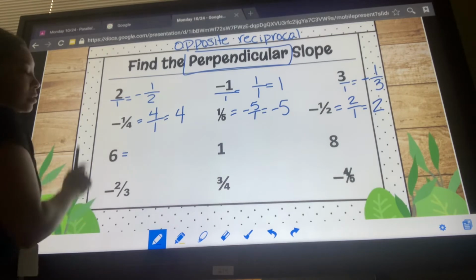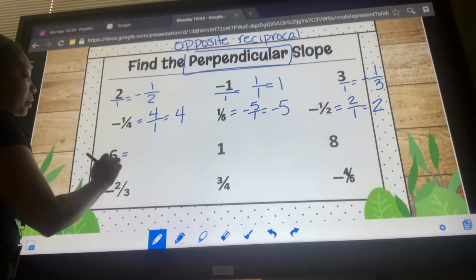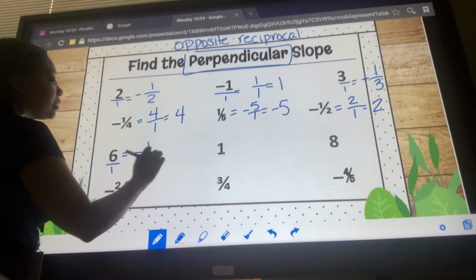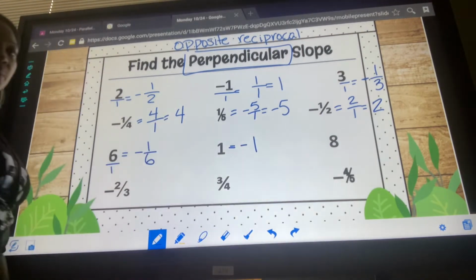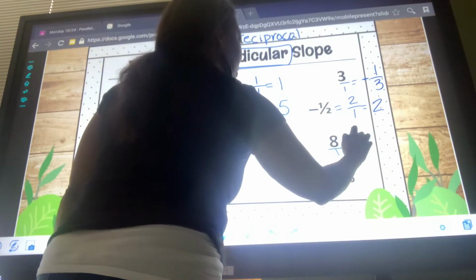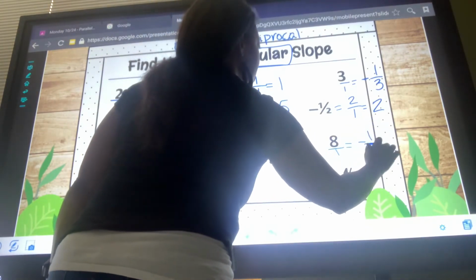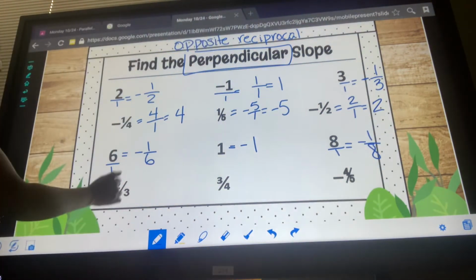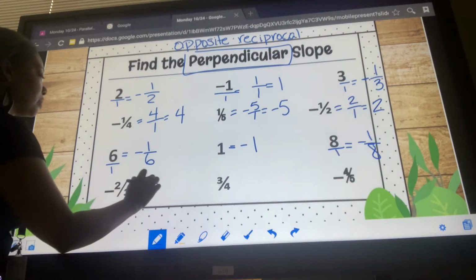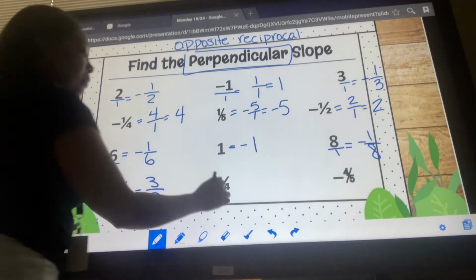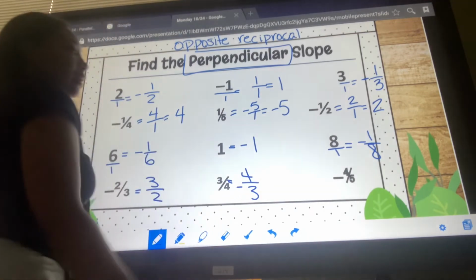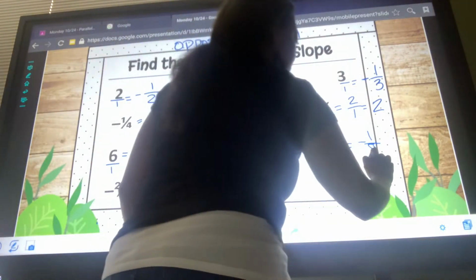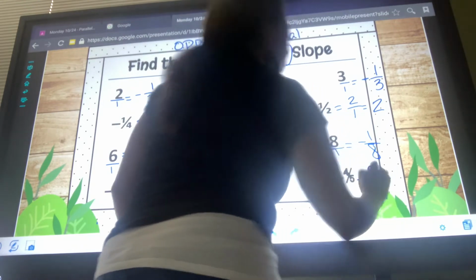So this one, put it over 1, you end up with a negative 1/6. Opposite reciprocal here is negative 1. Put this one over 1, flip it, make it the opposite, negative 1/8. Flip it, make it the opposite, 3/2. Flip it, make it the opposite, negative 4/3. Flip it, make it the opposite, positive 5/4.